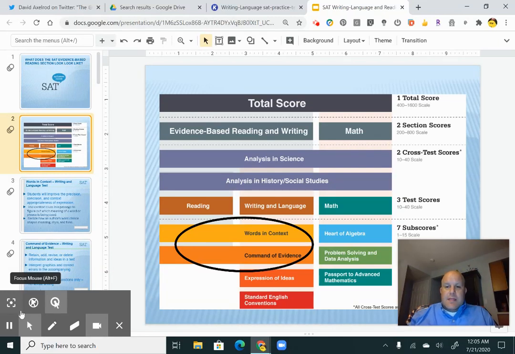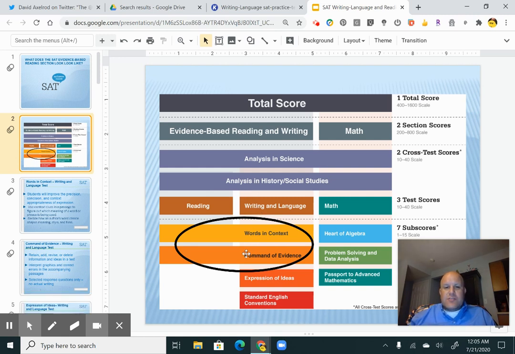Let's have an introduction to the SAT evidence-based reading and writing. Under the writing and language portion, it's divided up into two sections, reading and writing and language. Under the writing and language portion, some of the skills that are addressed are words in context, command of evidence, expression of ideas, and standard English conventions. We're going to break that down more extensively here in the next few minutes, and then in subsequent videos, I'm going to go through some examples of what that looks like.